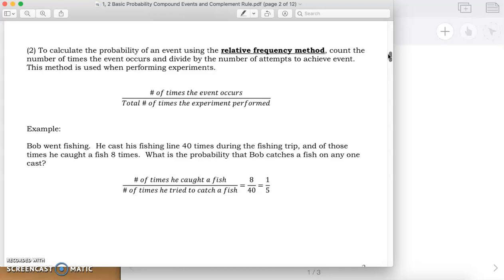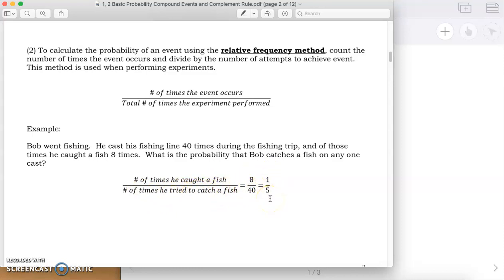This method is used when performing experiments. So, the number of times the event occurs divided by the total number of times the experiment is performed. For example, Bob went fishing. He cast his fishing line 40 times during the fishing trip, and of those times he caught a fish 8 times. What is the probability that Bob catches a fish on any one cast? So the number of times he caught a fish was 8. The number of times he cast was 40, so 8 over 40 or 1/5.